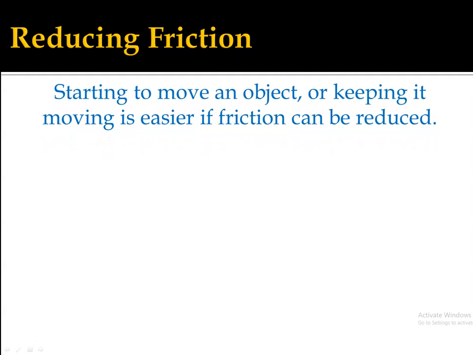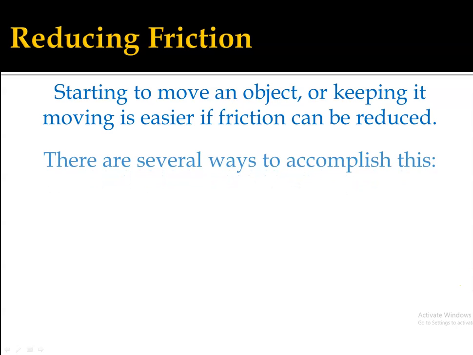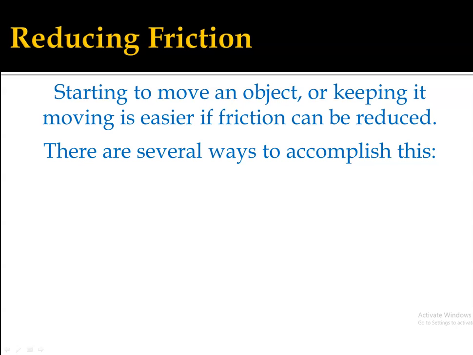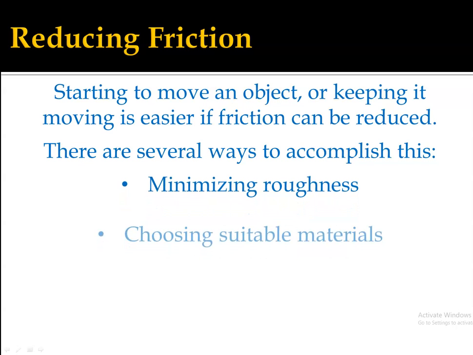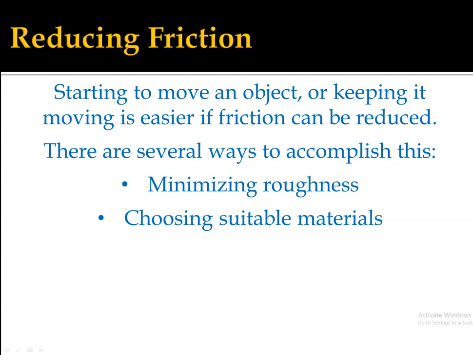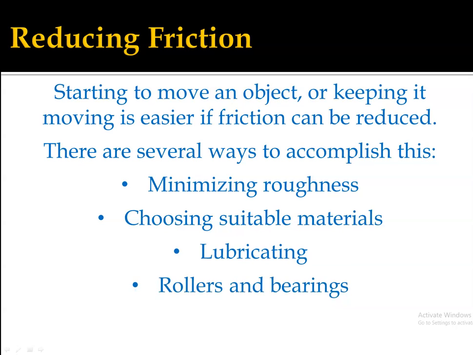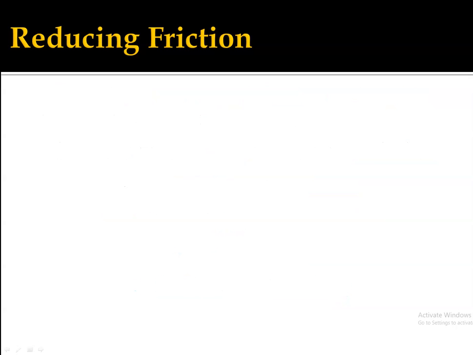So how do we reduce friction? Starting to move an object or keeping it moving is easier if friction can be reduced. There are several ways that we can accomplish this. We can minimize the roughness of the two surfaces. We can choose suitable materials. We can use a lubricant. We can use rollers and bearings as well.